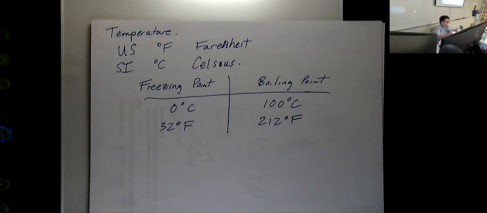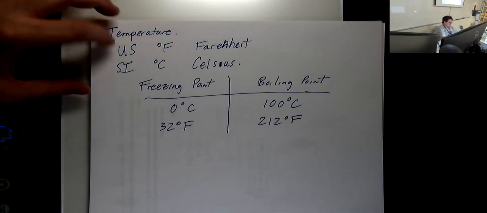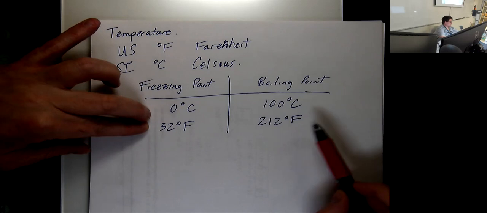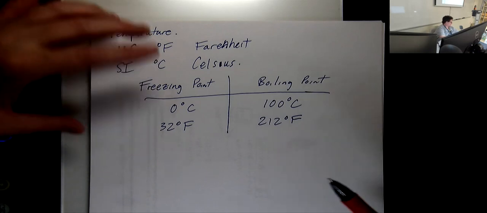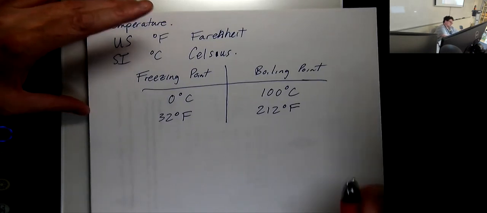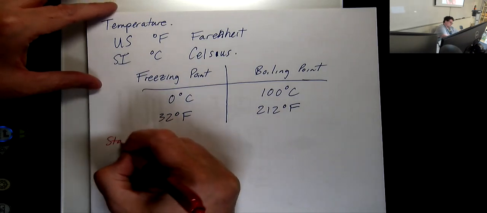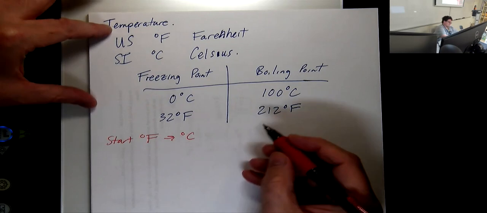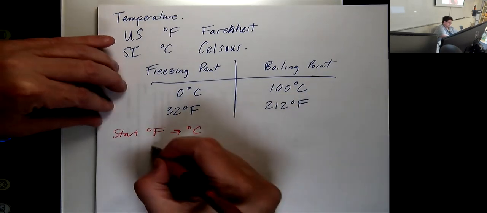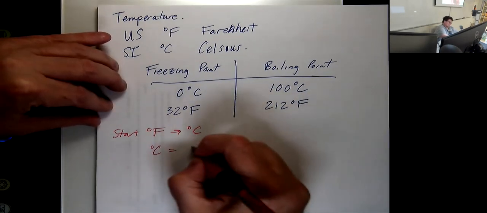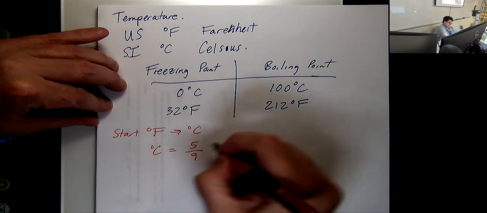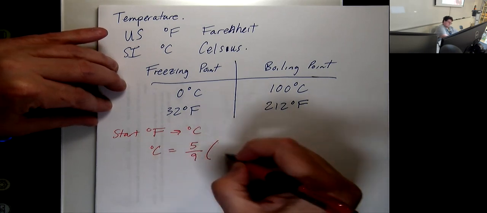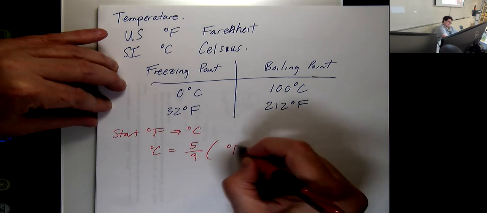So, I won't teach you how to generate it, but these two things are the basis for where they come up with the formulas for Fahrenheit to Celsius. So if we want to start with Fahrenheit and go to Celsius, the amount in Celsius is 5/9 times our degrees Fahrenheit minus 32.